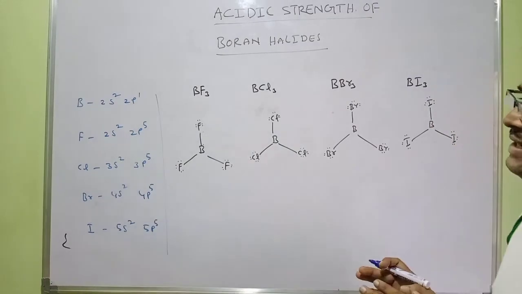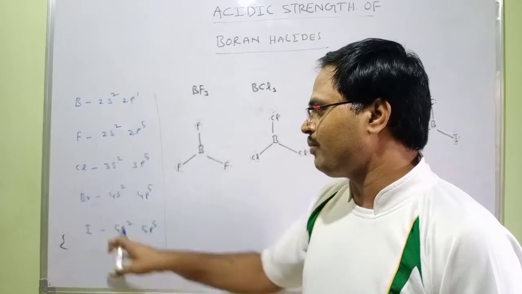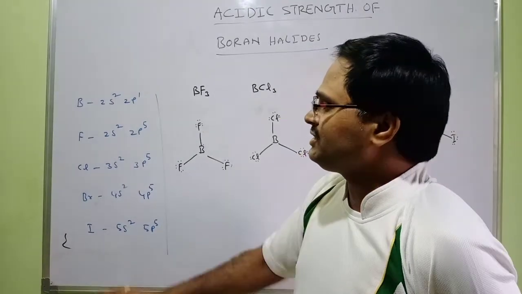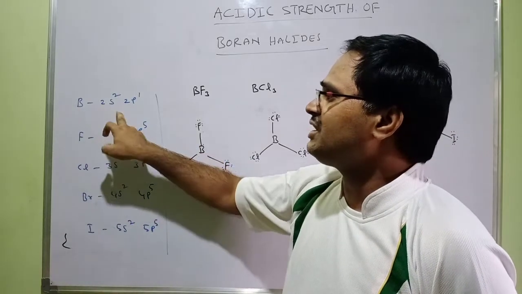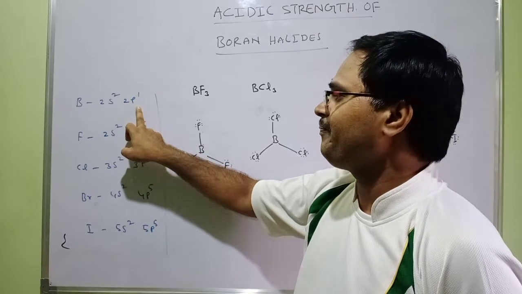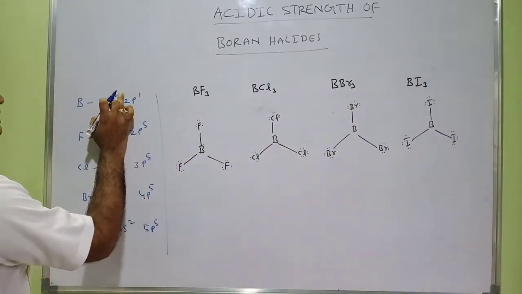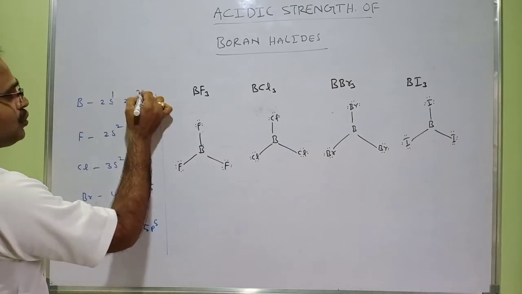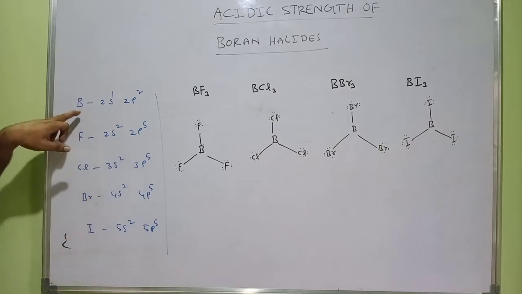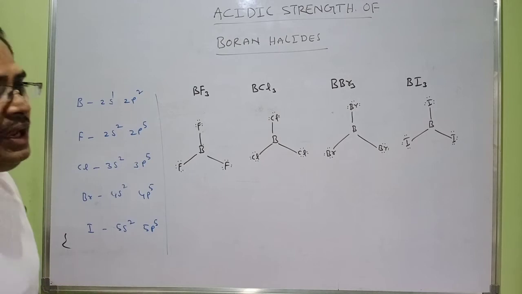Understand? So first let us look at the electronic configuration of boron, fluorine, chlorine, bromine, iodine. In order to understand in detail, let us see the electronic configuration. This is the valence electron configuration of boron: 2s2, 2p1. In the excited state, what would happen? In the excited state, the valence electron configuration of boron is 2s1, 2p2.